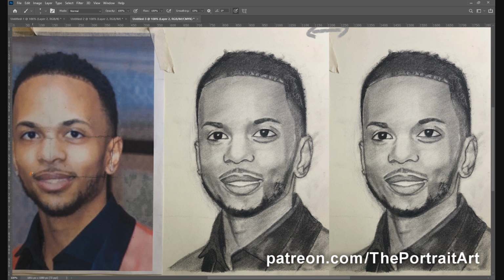In actuality, this whole area is like a blur. There's not really a hard line of any sort. There's no highlights here or here. There's no highlight here or here. Okay, great job on proportions, by the way.